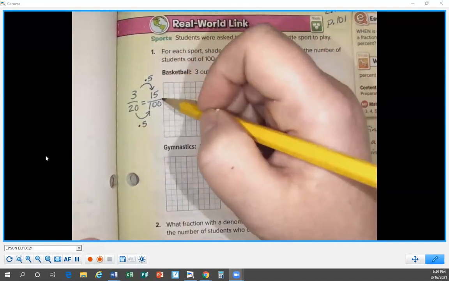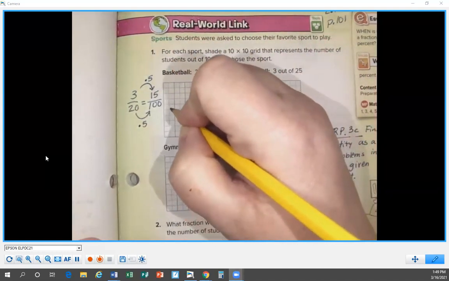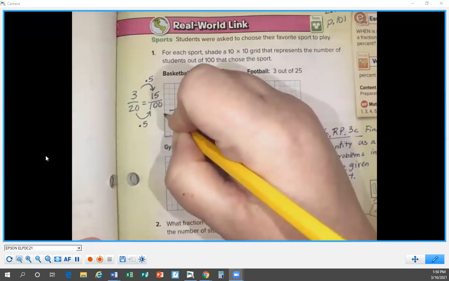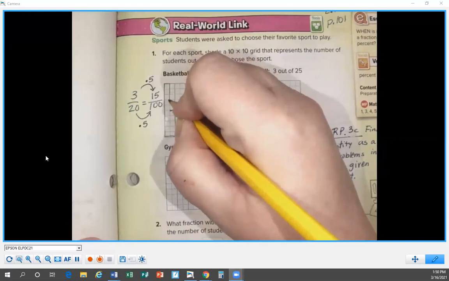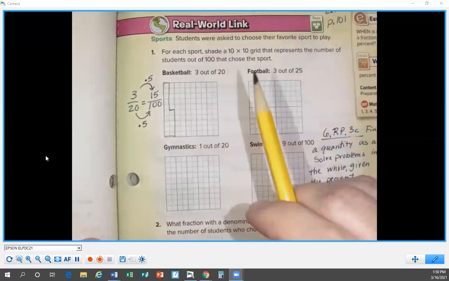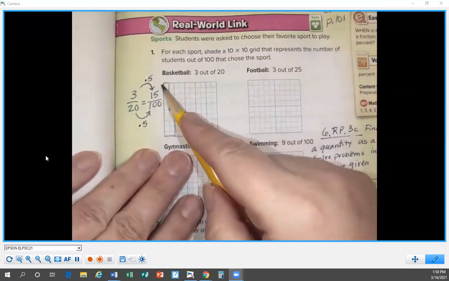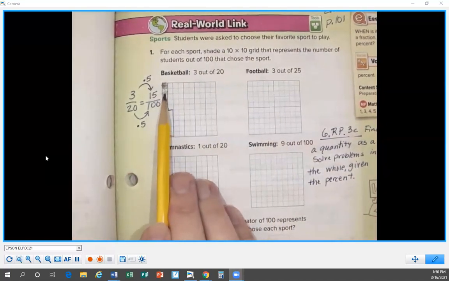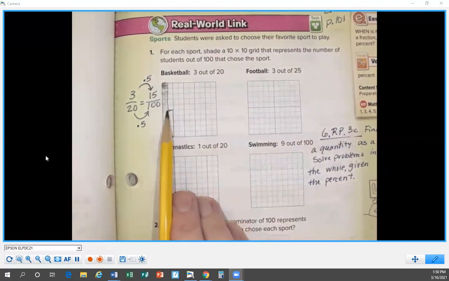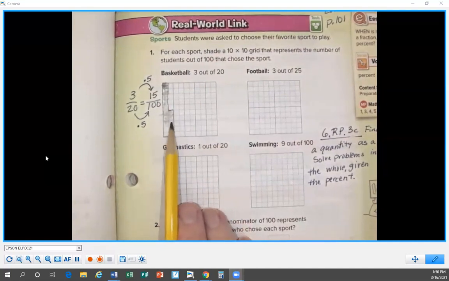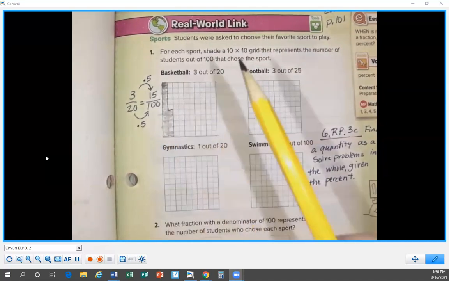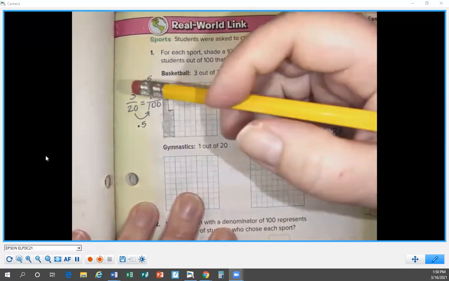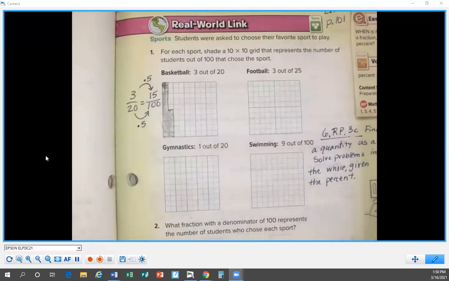So I'll shade 10 and 5. So I'll shade 15 out of 100 of the squares, okay? So I'm just going to shade with my pencil. You can, if you have a colored pencil, you can do that as well. Okay, so that's 15. There we go, that was easier to go vertically. Okay, so 15 out of 100.